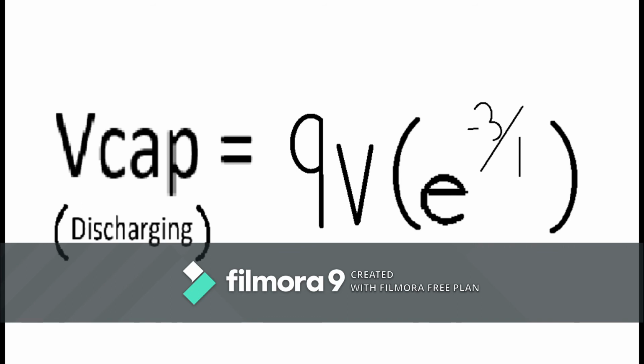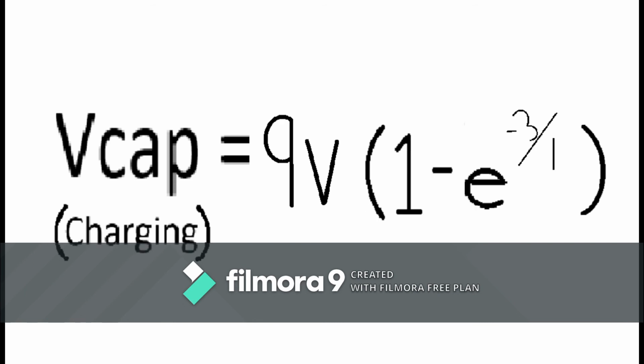Now if we wanted to see what the voltage would be charging, we would just back up a couple of steps and instead subtract what you got for e to the power of -3 from 1 before multiplying by 9 volts. This time we should get around 8.5 volts.